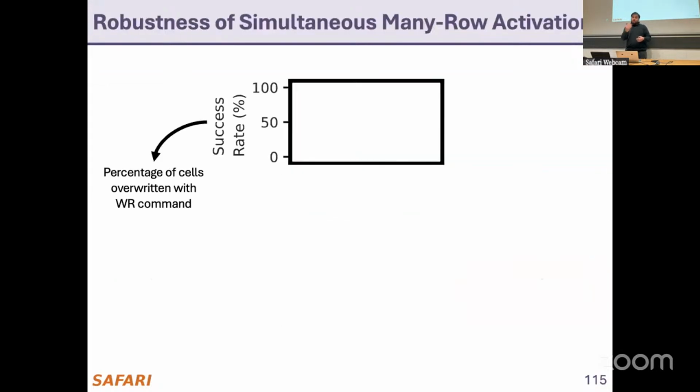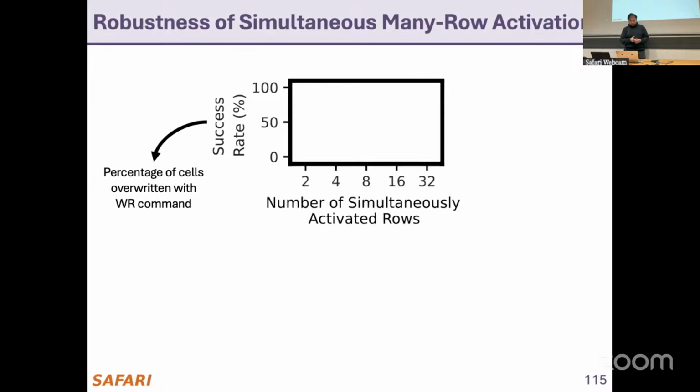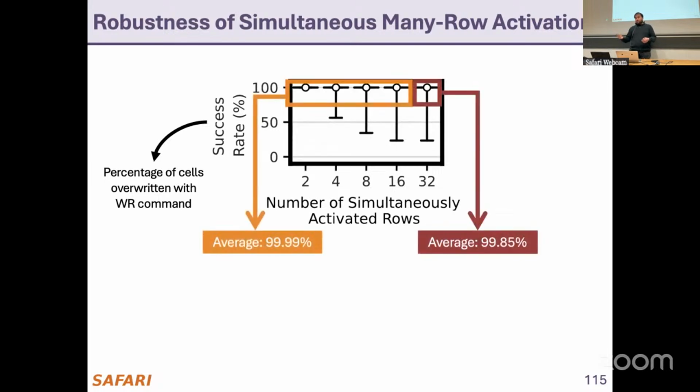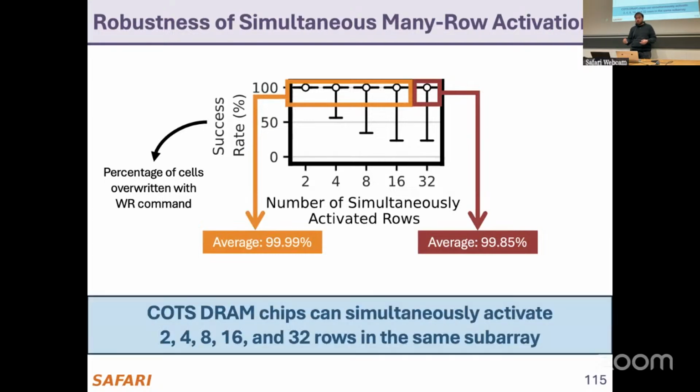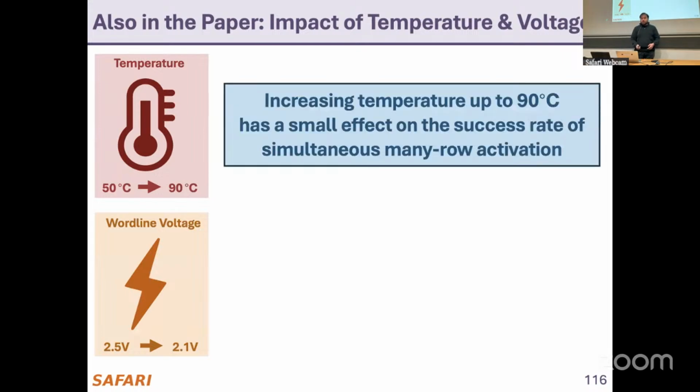So here, the success rate shows the percentage of cells overwritten with write commands. And the x-axis shows the number of simultaneously activated rows. As you can see, the average is almost 100% when you do this. So we conclude that off-the-shelf DRAM chips can simultaneously activate 2, 4, 8, 16, and 32 DRAM rows in the same subarray. So I'll just skip this.